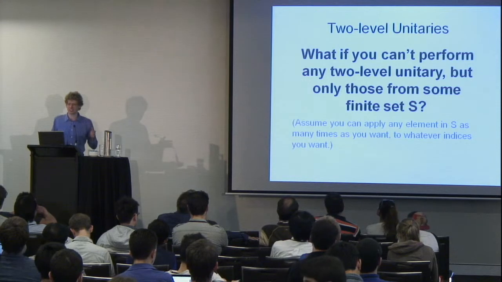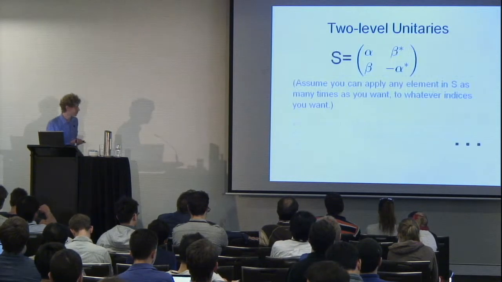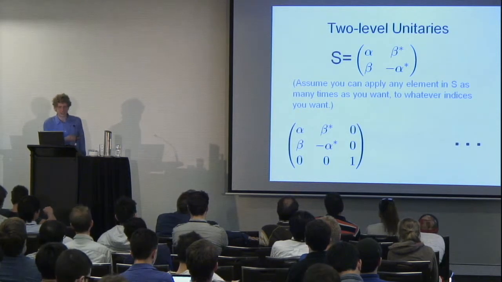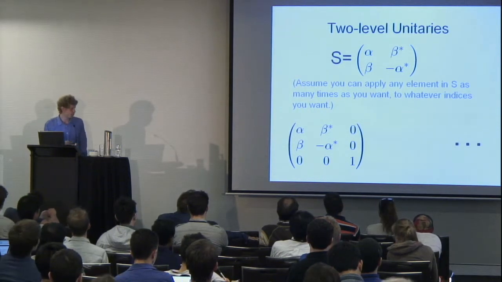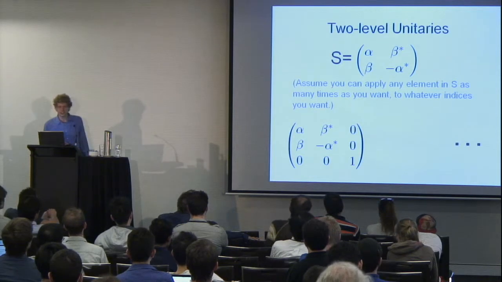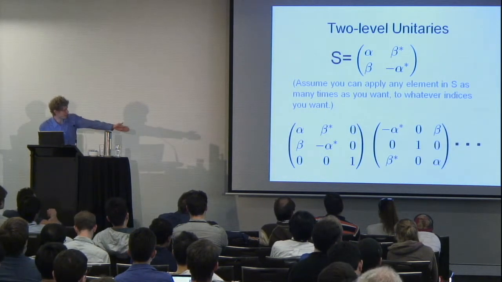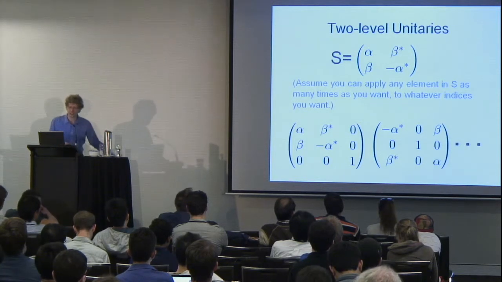I'm thinking of this kind of as like a gate set. So for instance, if your set S contains this following 2x2 unitary, you could either apply it, say, to indices 1 and 2 of your system, or you could apply it from index 3 to index 1, or anything similar.